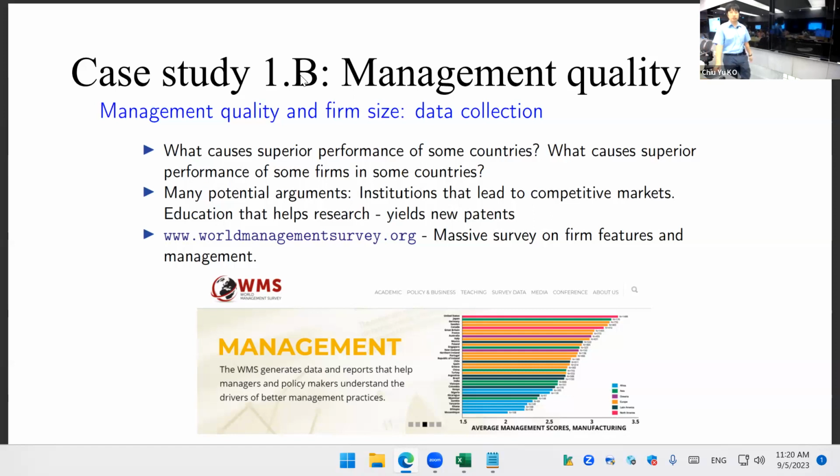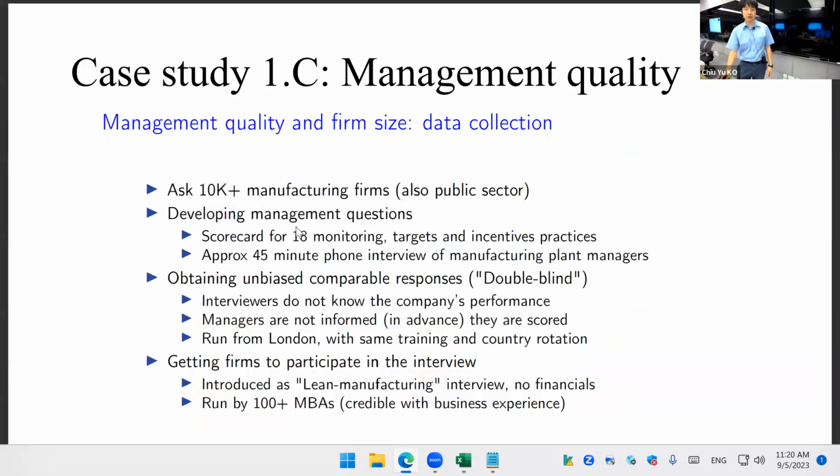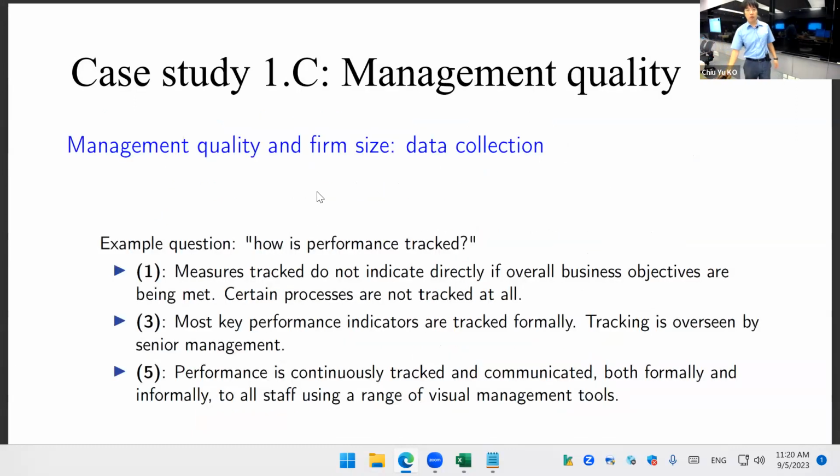How they do it is to look at a scorecard, okay? They send some people there and ask the manager whether they have done it or not. I'm not going into details because I don't think it's important. The question is probably whether this kind of data is reliable or not.